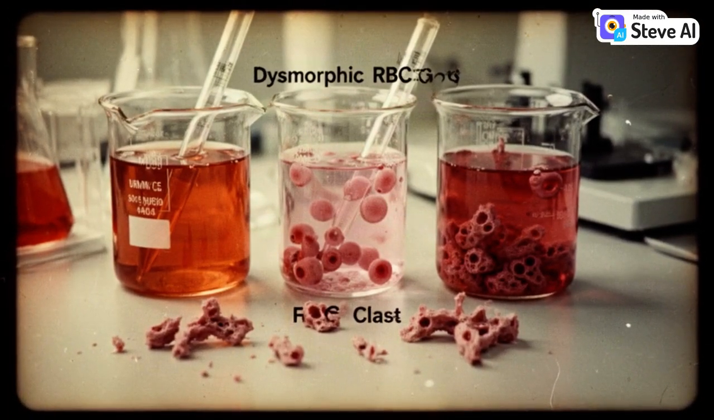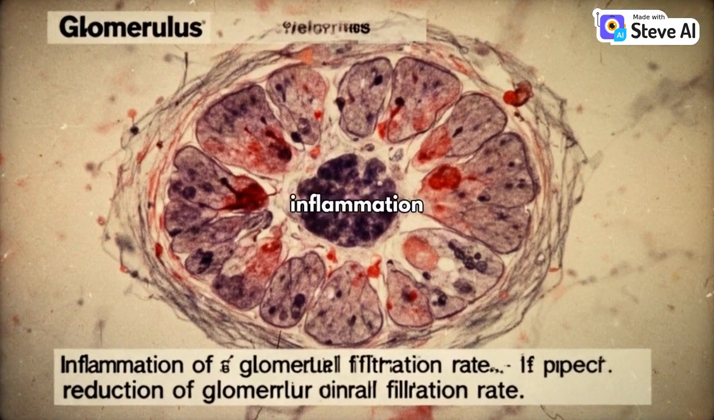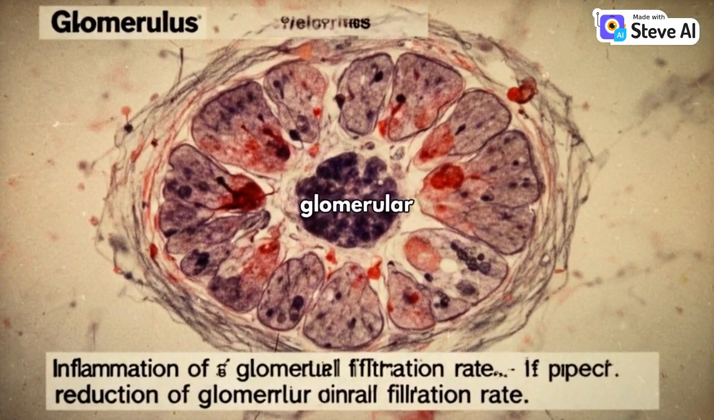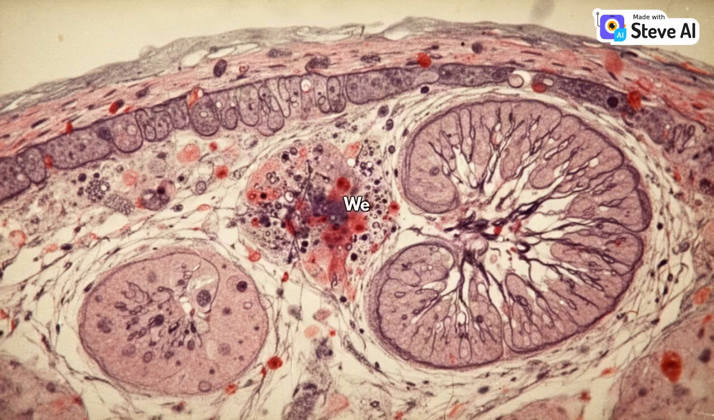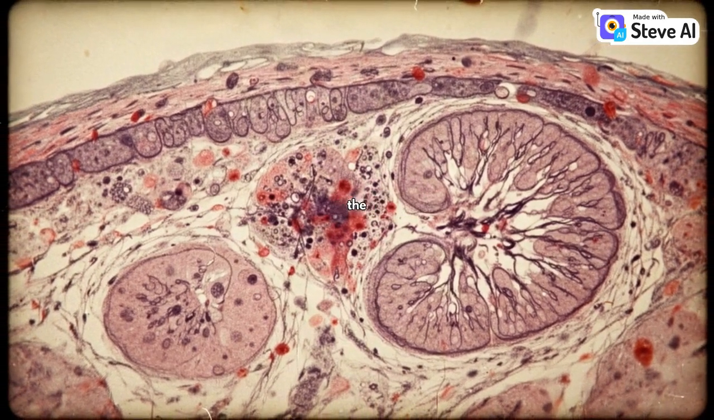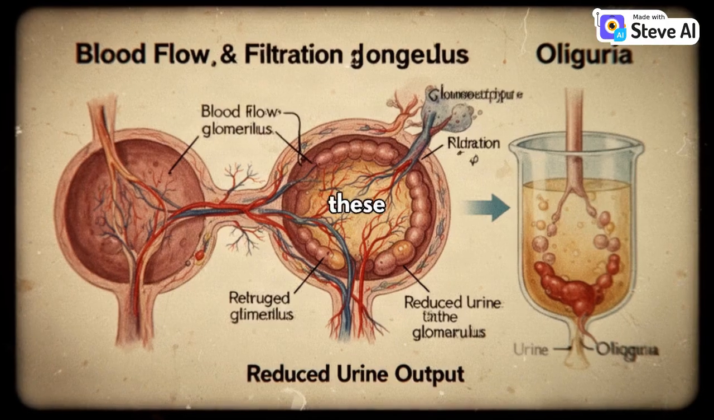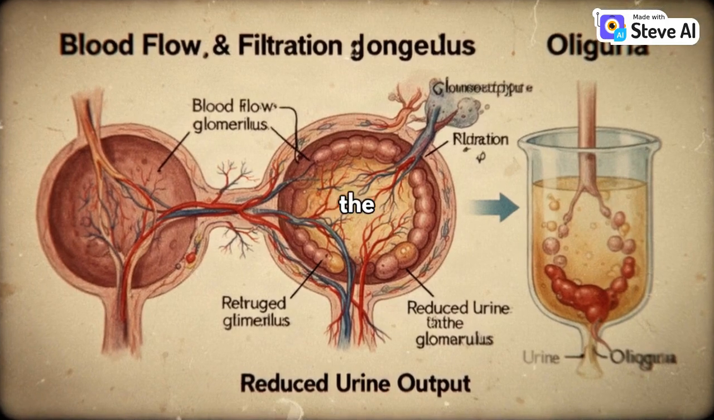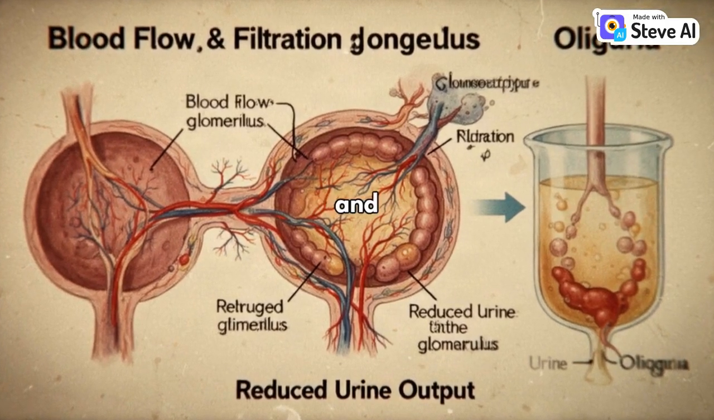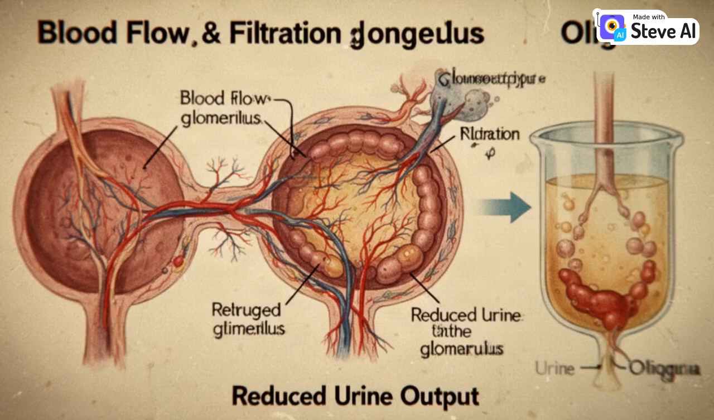Returning to the glomerulus, the impact of inflammation continues to reduce the glomerular filtration rate, or GFR. We witness endothelial swelling, inflammatory cell infiltration, endocapillary proliferation, and the narrowing of glomerular capillary lumens. As these changes progress, blood flow and filtration through the glomerulus diminish, leading to decreased urine formation and oliguria, a common feature of the syndrome.